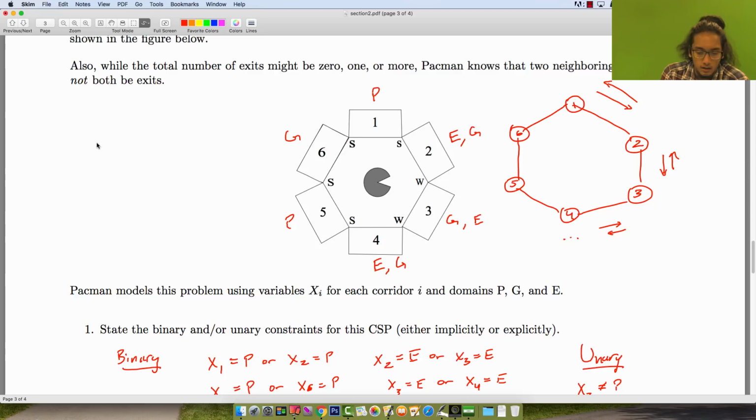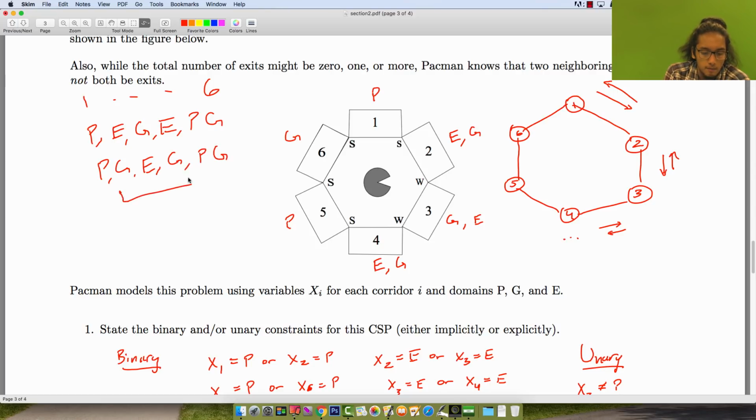So here we have the answer. The solutions are P, E, G, E, P, G. This is for x1 through x6 respectively, or it could be P, G, E, G, P, G. The difference is just in these 3 over here. And so these are the 2 solutions.